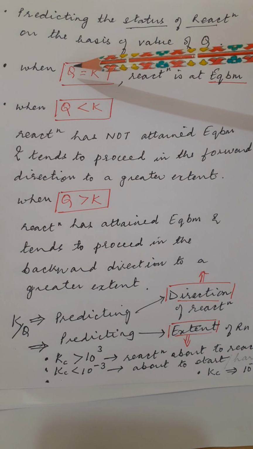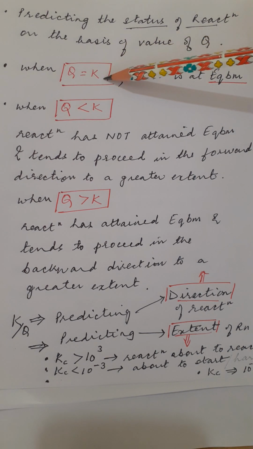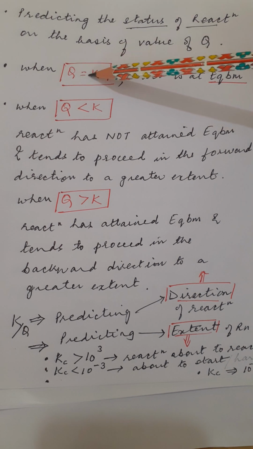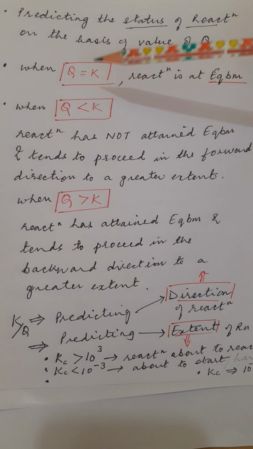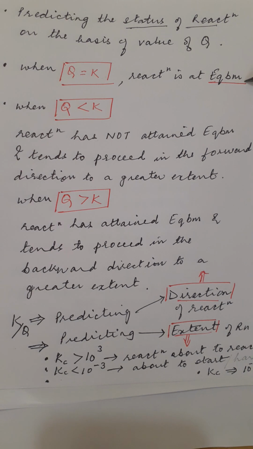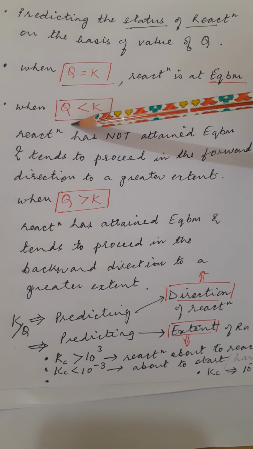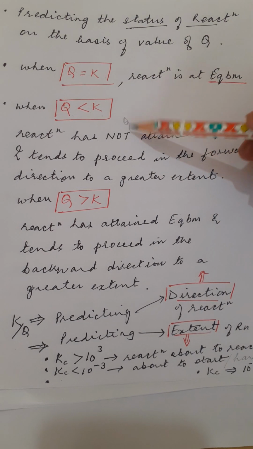Mathematically, when Q happens to have the same value as the equilibrium constant, it is obviously understood that the process is at equilibrium. So how do you ascertain that the state of equilibrium has been attained by our system or our reaction? When the mathematical value of Q is the same as that of the equilibrium constant, we say that the system has attained equilibrium.